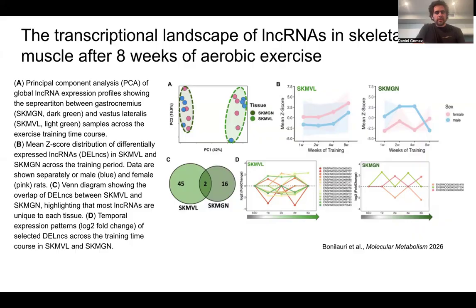So temporal expression patterns are shown in D with the log fold change expression, where we can see all these Ensembl genes, going from sedentary for each cluster, to sedentary, 1 week, 2 week, 4 week, 8 week, in vastus lateralis and the gastrocnemius. So those are the temporal expression patterns of selected DELNICs across the training time course in skeletal muscle vastus lateralis and skeletal muscle gastrocnemius.